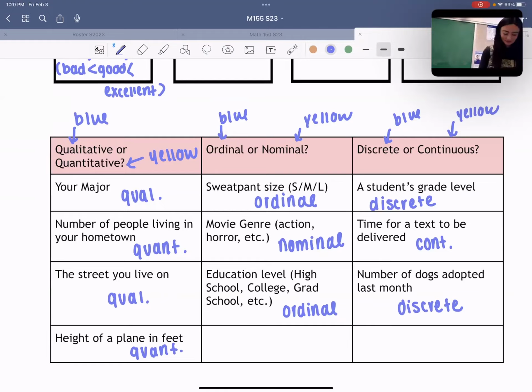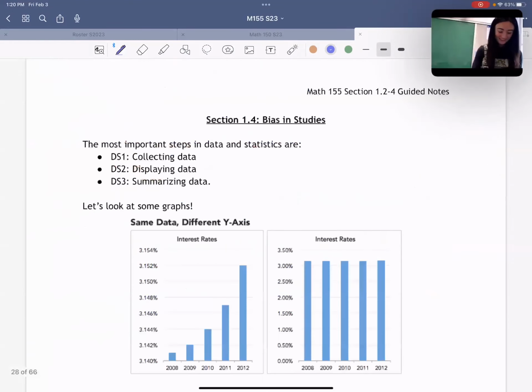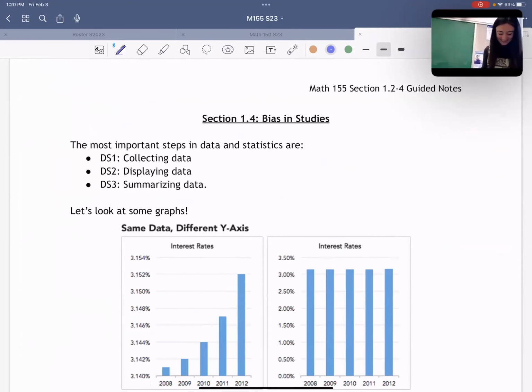All right, let's continue on. All right, let's start this new section. Let's go away from types of data. By the way, are there any questions about types of data? All right. Let's talk about bias in studies.